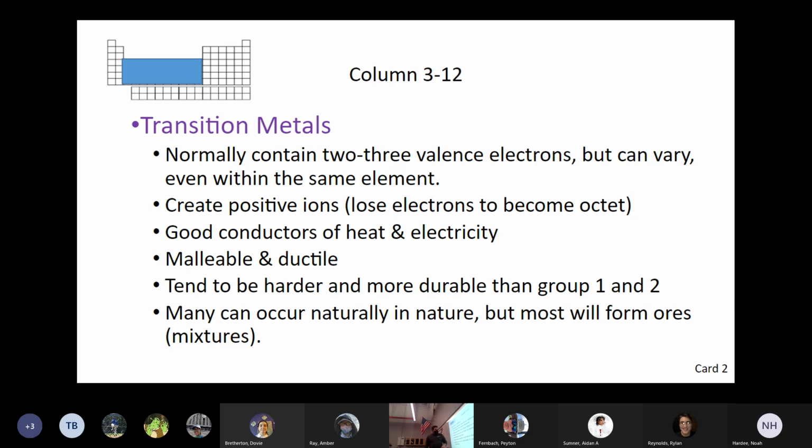Many of them do occur in nature, but most of them will make what's called an ore. An ore is a mixture. There are very few metals where you'll just pick them off the ground and there it is. Gold is one of them. That is the reason why gold is a currency, why gold is valuable to culture, because you can just find it laying on the ground. And you can make an earring, jewelry, a box, a coin. It's just sitting there on the ground.